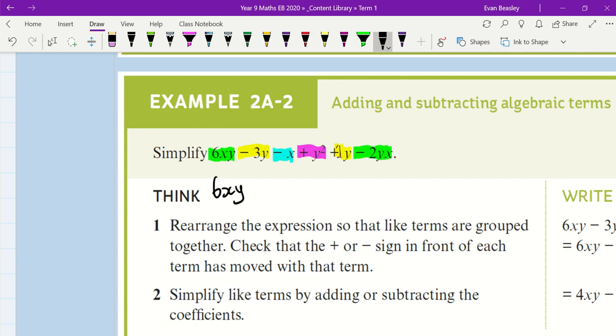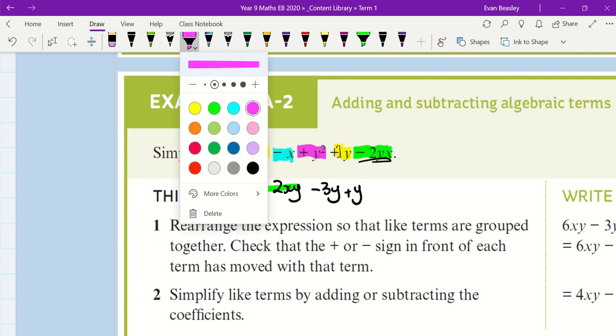Now I'm going to transport this negative 2xy over next to the 6xy. So this is what I mean by collecting the like terms. So those two terms are together. It just makes it easier to do. So let's continue. Then we've got to take 3y and a plus 1y. And we coloured that in yellow.